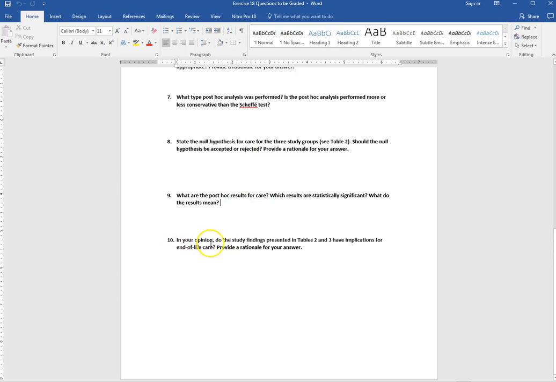Number 10, in your opinion, do the study findings presented in tables 2 and 3 have implications for end-of-life care? So here, take what you know about these areas in general, and then also what you've learned about statistics and what was presented in this study, and just do some analysis. Is this generalizable? So we might look at the sample size and see if it was large enough. We might look at the demographics of the group if those are presented to us.